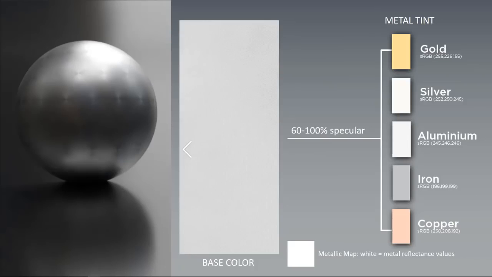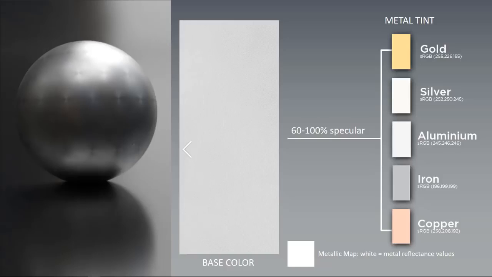So moving over to our next slide, I'm still talking about base color. I have a map here that's showing an actual color value. What I'm talking about here is the metal tint values. Like I said before, we would have a metallic map that's set to white, and this white value indicates that the values for this area in the base color are going to represent metal tint. With metal, we're looking at a range of 60 to 100% specular, and that means these values for metal are typically going to be pretty bright. You can see here I have some examples of gold, silver, aluminum, and so on.